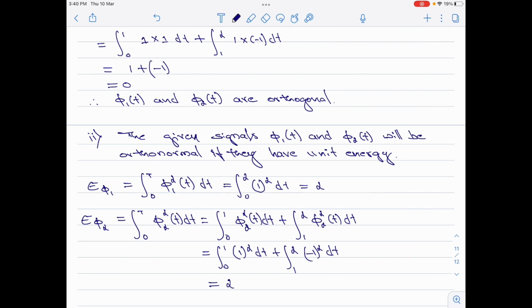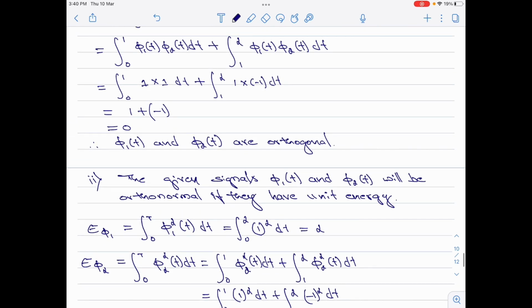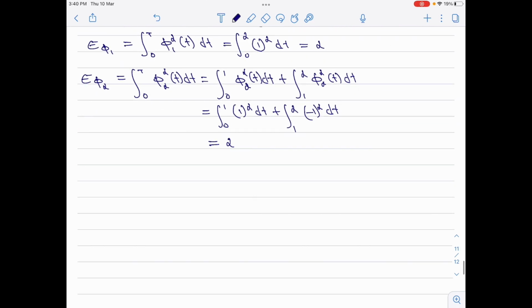Right. So, now you can see that the given signals phi 1 of t and phi 2 of t have non-unit energy. Therefore, as previously already shown, they are orthogonal but not orthonormal. Let us now write that down here.